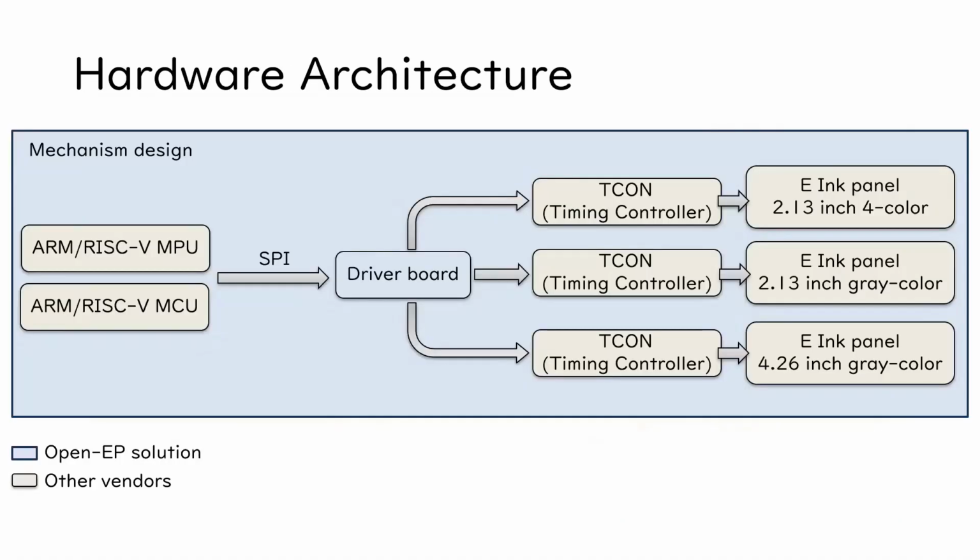And this is our hardware architecture. We can focus on just the blue color side. The mechanism design and the driver board design are made by us, and it's fully open source. You can just download the design files on our GitHub. You connect to the TCON, we call it the timing controller, to control the e-ink panels. And on the other side, on the left, you can see we connect the ARM or RISC-V platform through the SPI interface.